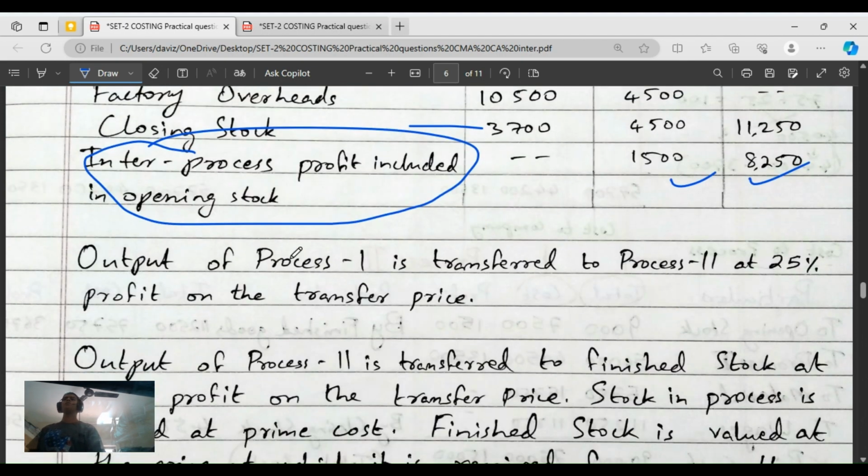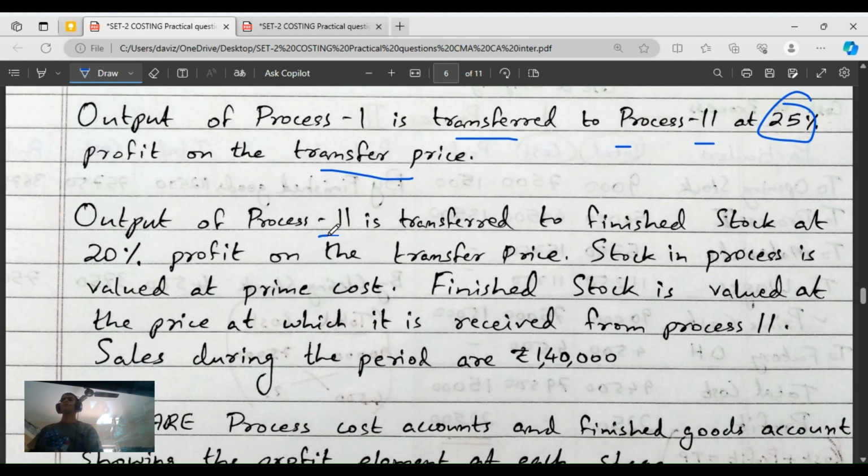Output of process 1 is transferred to process 2 at 25% profit on the transfer price. Then output of process 2 is transferred to finished stock at 20% profit on the transfer price. Stock in process is valued at prime cost. Finished stock is valued at the price at which it is received from process 2. Sales is 1,40,000.